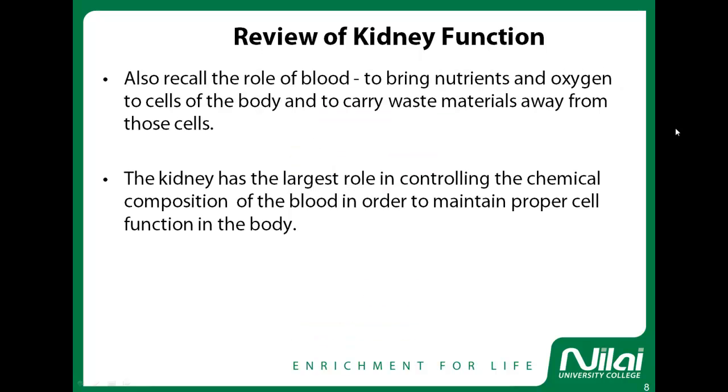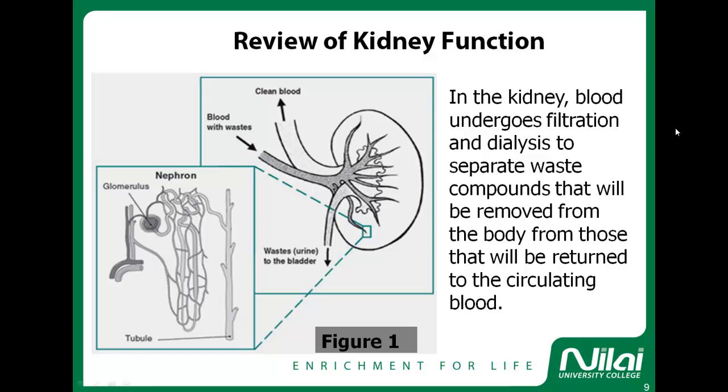Also recall the role of blood to carry nutrients and oxygen to cells of the body and to carry waste material away from the cells. The kidney has the largest role in controlling the chemical composition of the blood in order to maintain proper cell function in the body. In the kidney, blood undergoes filtration and dialysis to separate waste compounds that will be removed from the body from those that will return to the circulating blood. With that, the renal will clean the blood and send waste to the bladder, the urine product.